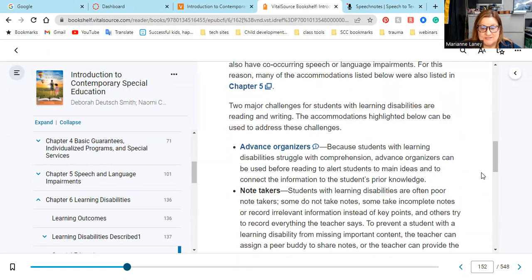Let's see, advanced organizers. Again, listen, if you take 110 with me, I give these like the outline of the class, but I put blanks in it and people can fill it out. I do things like that, because 110 can be a little esoteric.